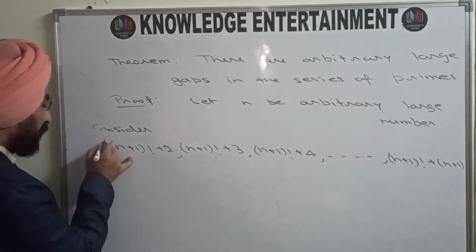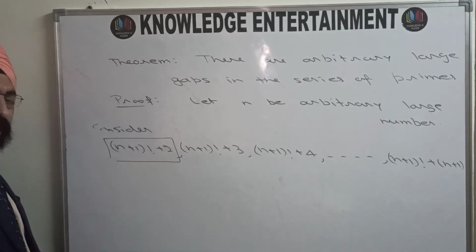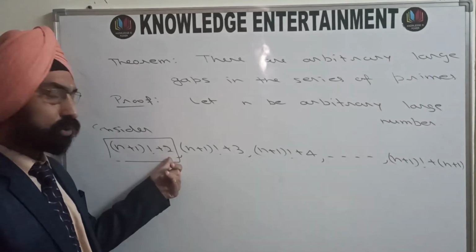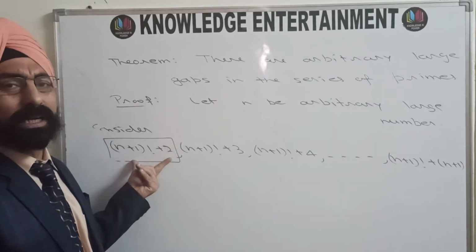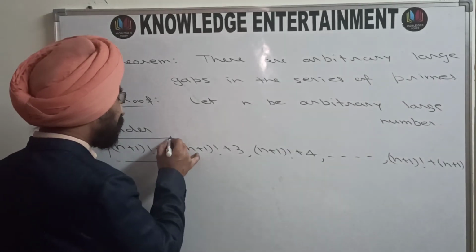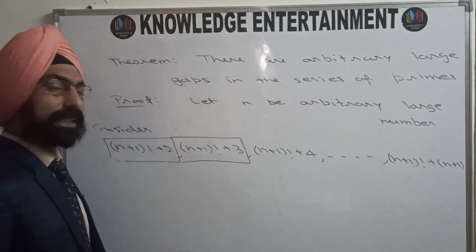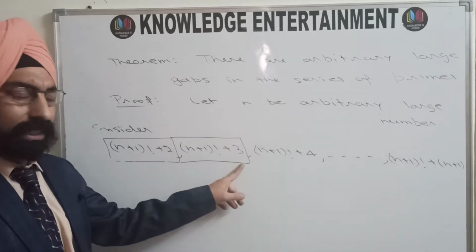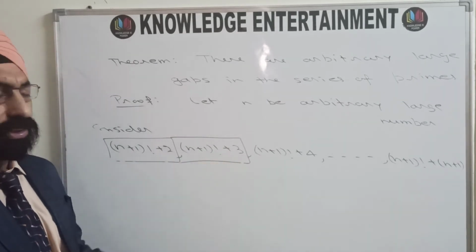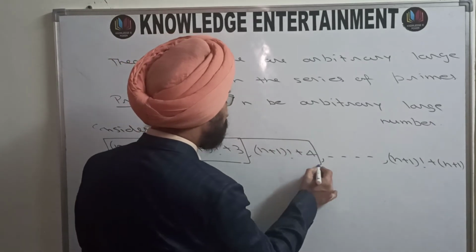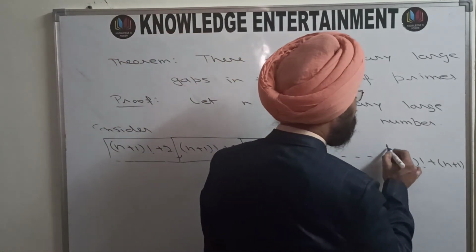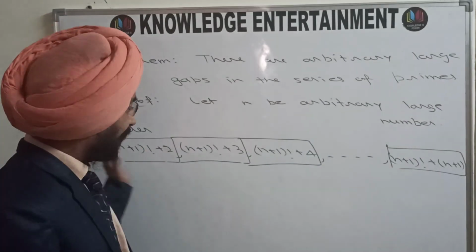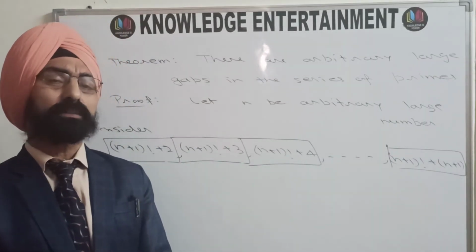Why? Because (n+1)! is divisible by 2, and 2 is also divisible by 2, so their sum is divisible by 2. This number is divisible by 3, because (n+1)! is divisible by 3, and 3 is divisible by 3, so their sum is also divisible by 3. Similarly, this number is divisible by 4, and this number is divisible by n+1. So here we have n consecutive composite numbers.